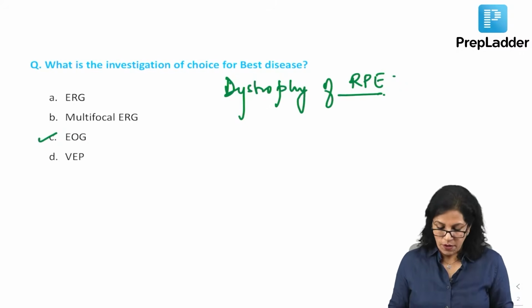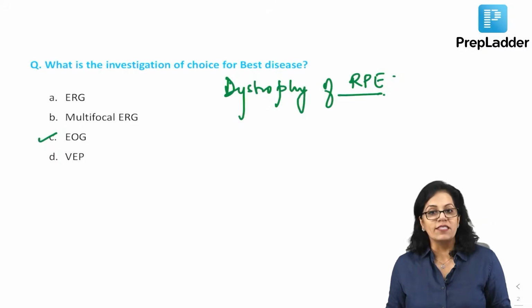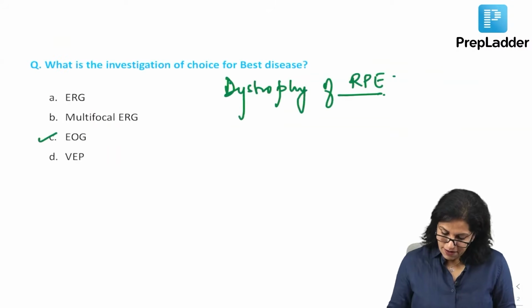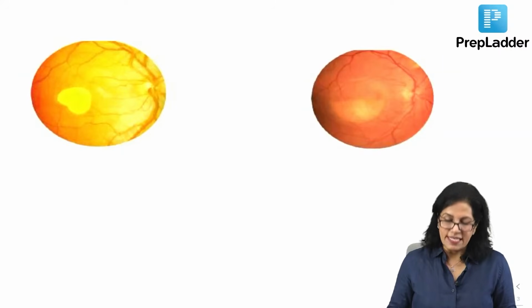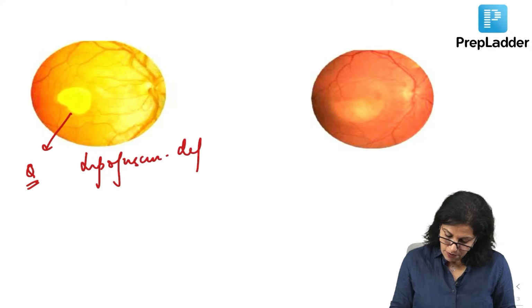Now, a little bit more about these investigations. What are the options written here? ERG, multifocal ERG, VEP and EOG. These are all electrodiagnostic tests of the retina. We all know this. Coming first to Best disease, how does it present? If I focus on the exam questions, this lipofuscin deposition is in the form of an egg yolk pattern, right? So, we call it egg yolk deposition.